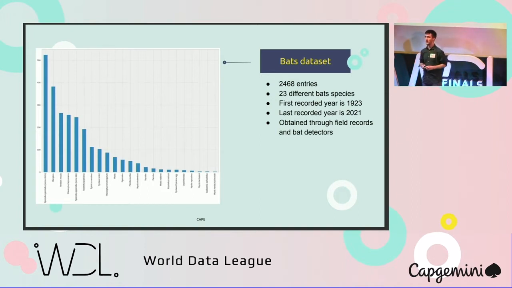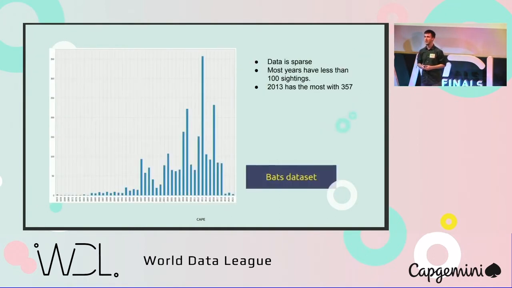So first of all, you see this graph. This is just to portray the differences between the different types of bats. You can see there's a first species, which is the pipistrellus, I believe, that is really represented in the graph. But as you go on, some species are barely represented in it. Okay, so keep this in mind.